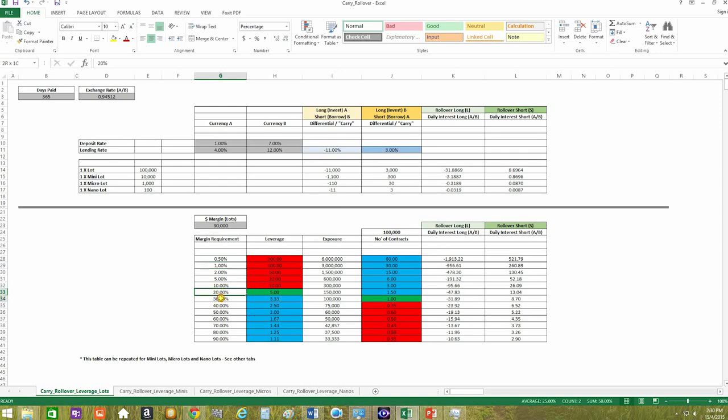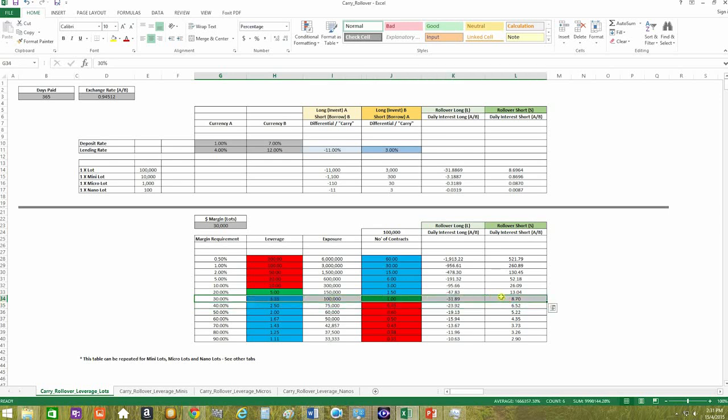Now, if we go down here somewhere and we decide, for example, that we want 30% margin requirement, well, this is one contract because our exposure is 3.3 times leverage, and our exposure is equivalent to one contract, one lot of this currency pair. And here we've got our daily rollover, which is the same as up here for one contract. So we can decide to be here if we want. So we can put $30,000 into the trading account on margin, and regardless of what the broker tells us, we can be here.